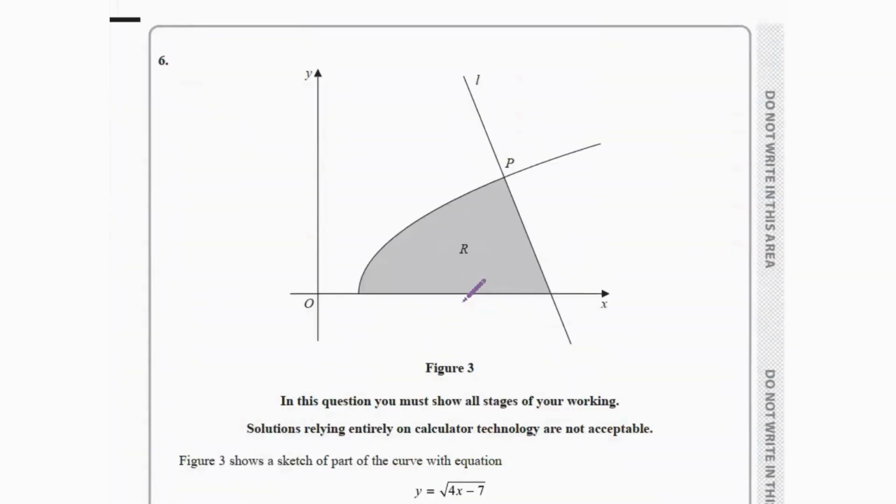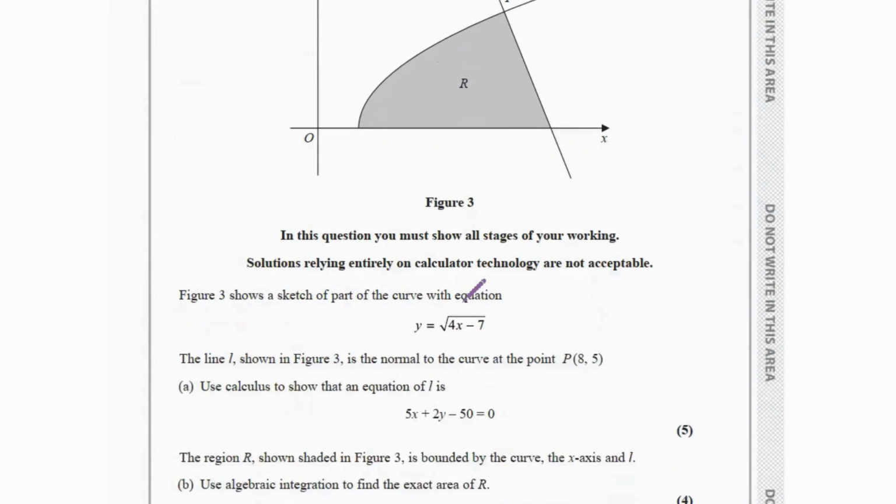Then it says, in this question, you must show all stages of your working. Solutions relying entirely on calculator technology are not acceptable. Figure 3 shows a sketch of part of the curve with equation y equals root of 4x minus 7. The line L shown in figure 3 is the normal to the curve at the point P, 8, 5. We use calculus to show that an equation of L is 5x plus 2y minus 50 equals 0.